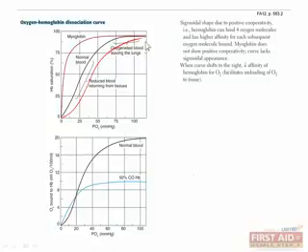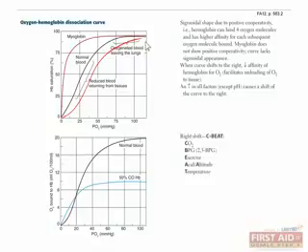Alright, for example, when you're exercising, your muscles need more oxygen. So it makes sense that the curve shifts to the right, meaning hemoglobin at the same PO2 will be less saturated since oxygen is being offloaded in the tissue. So there are a number of factors that will shift the curve to the right.